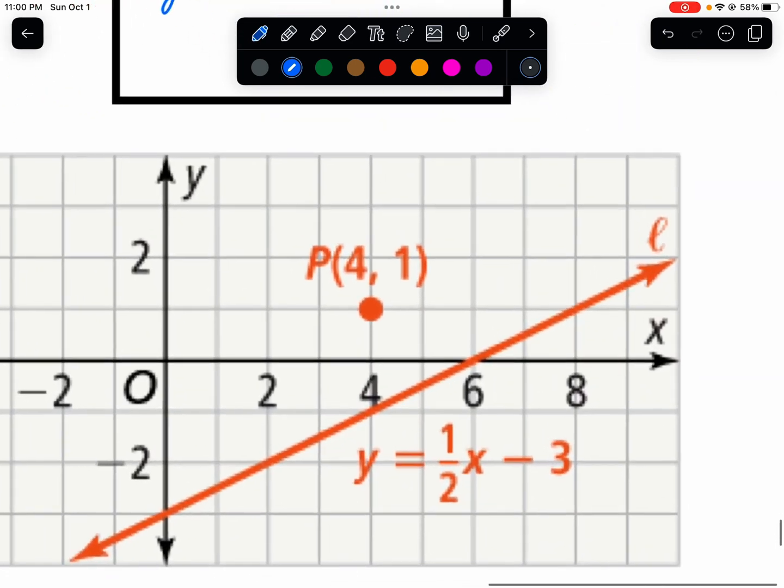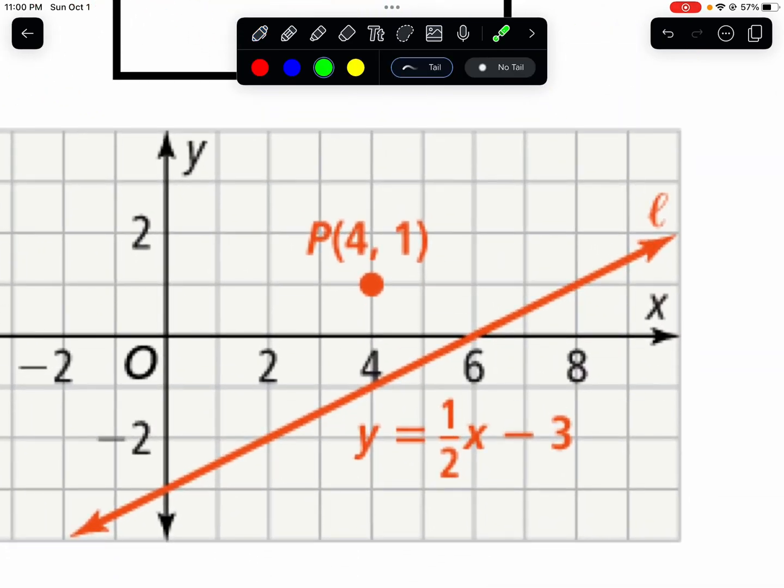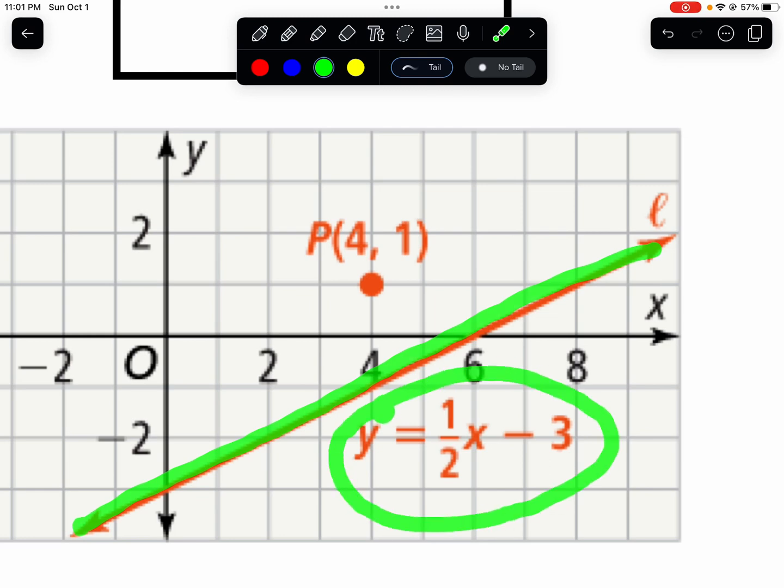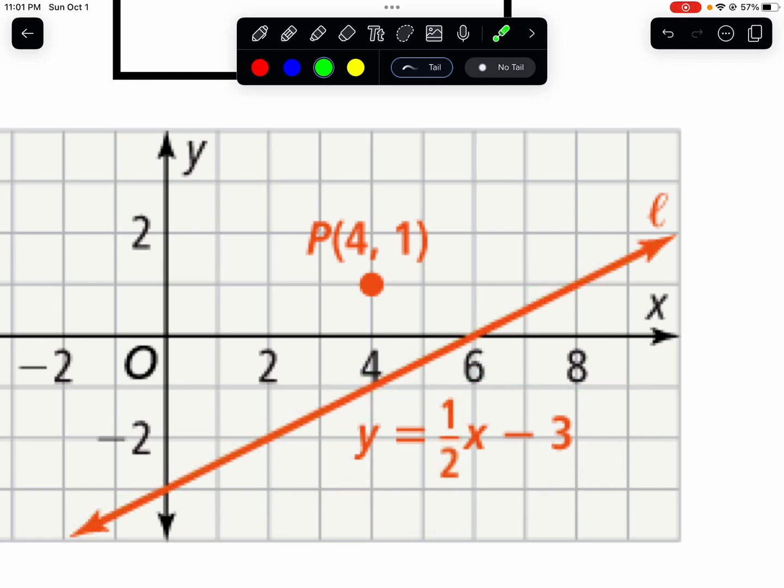So I'm going to come over here. I'm going to look at line L. That's this line. I want a line that's parallel to it. Well, parallel lines have the same slope. So I'm going to look at the equation of line L, and I'm going to take a specific look at the slope. 1/2. Okay, so I got a slope of 1/2, and then I have a point that it goes through. So I'm going to write down what that slope is, and let's do it in blue. The slope is equal to 1/2.